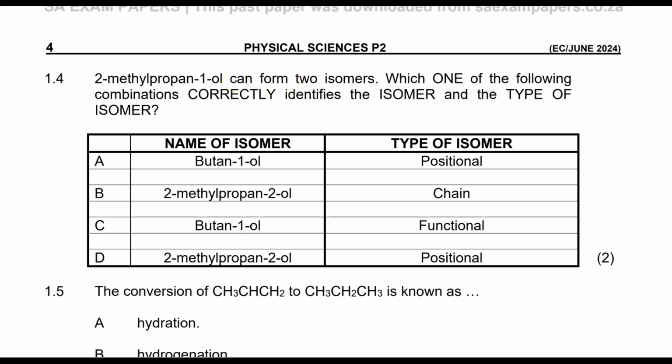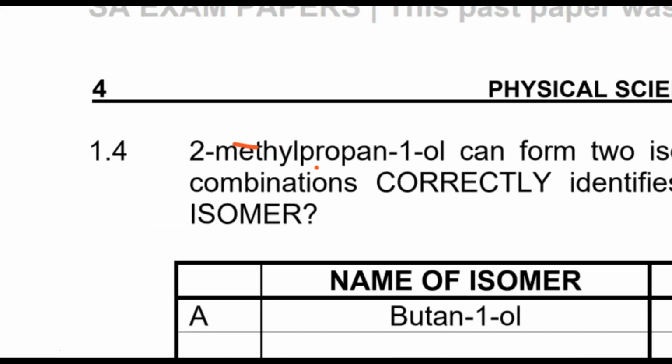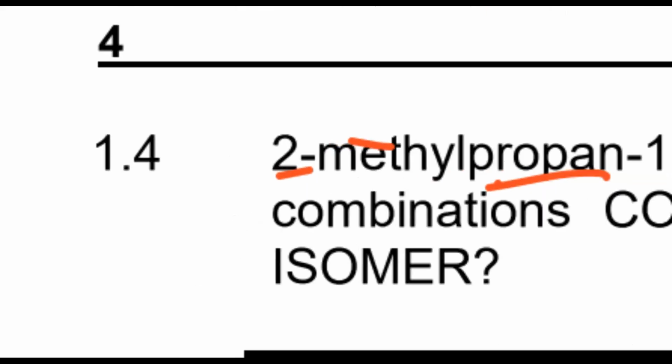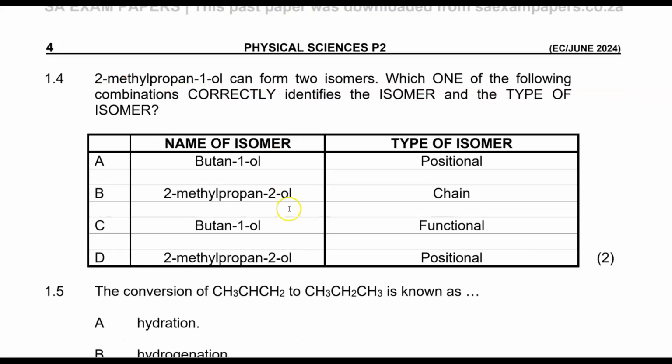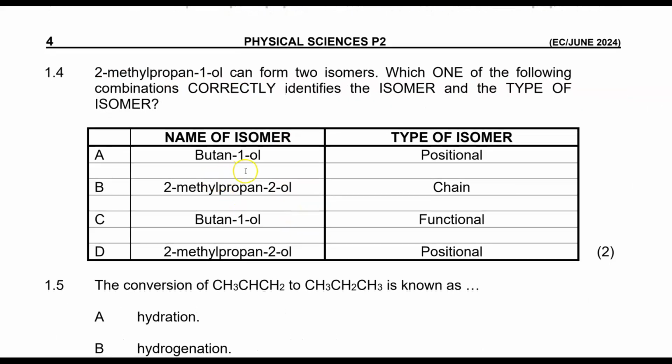So how do you draw 2-methylpropan-1-ol? The longest chain is propane. Propane is 3 carbons, right? You have your 3 carbons, and then the functional group is ol, which means it's an alcohol. And on the second carbon of your 3 carbons, you have a methyl there, right? And then you have butan-1-ol. You have now 4 carbons and an O.